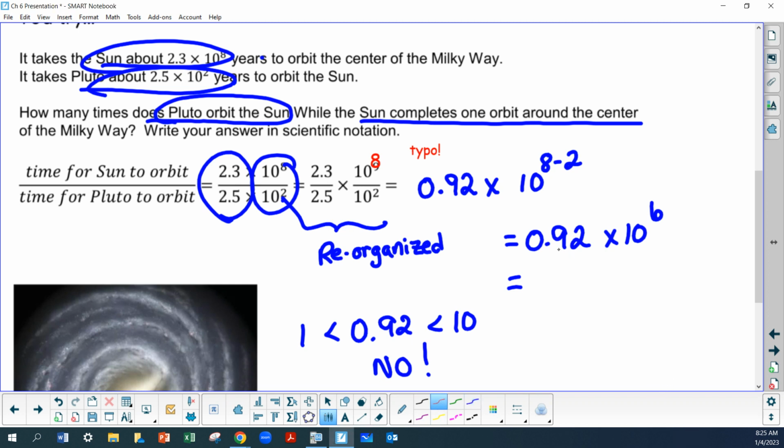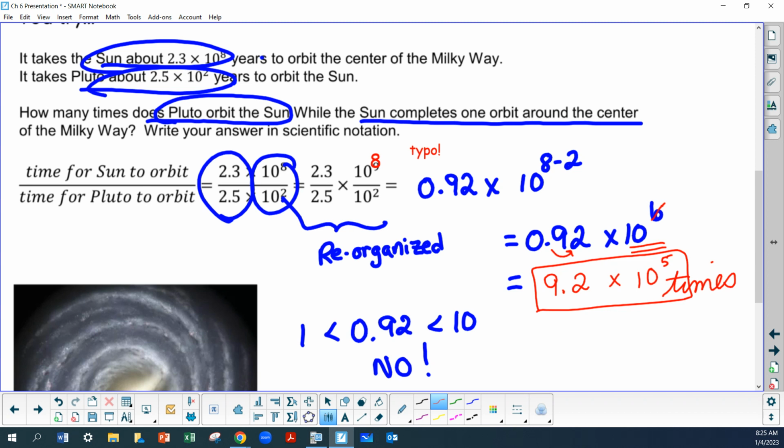Let's slide our decimal point. This will become 9.2 now. If I adjust it, I need to then reduce or adjust this. Since I already slid 1 to the right, I'm going to reduce this down by 1 and drop it to a 10 to the 5th. So this would be the number of times Pluto circles the sun while the sun circles the Milky Way.